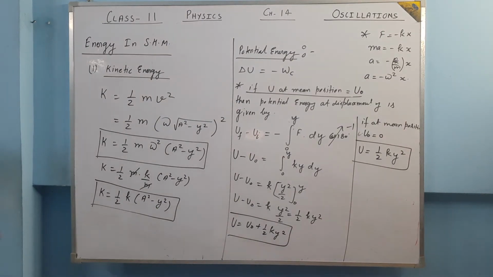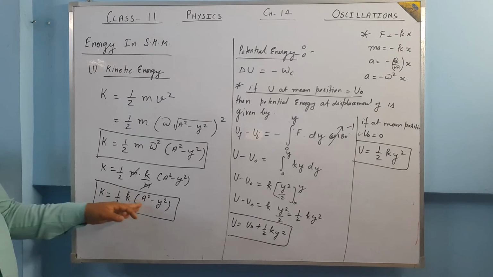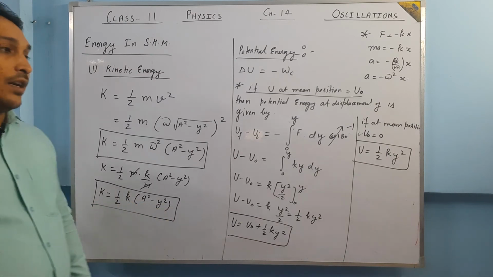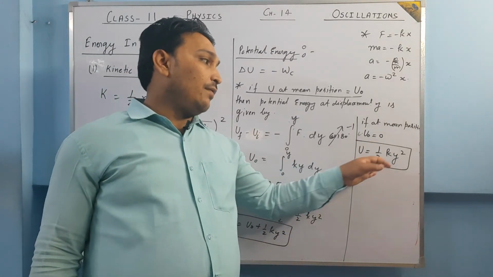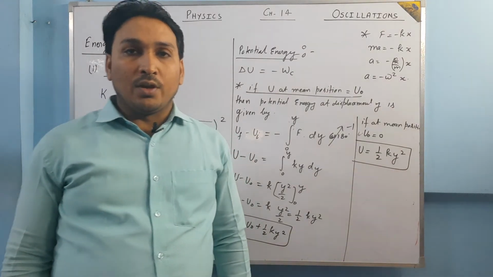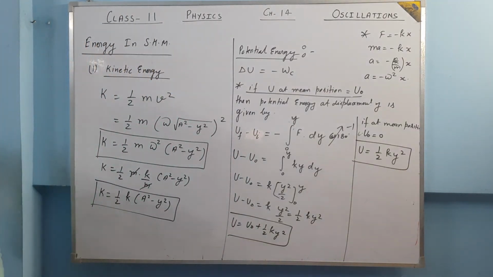So the value of kinetic energy is K equal to half k (a square minus y square), and the value of potential energy is U equal to half k y square. Just note down from the lecture only, take a screenshot and note down. I'm moving ahead; I'm going to calculate the total energy.